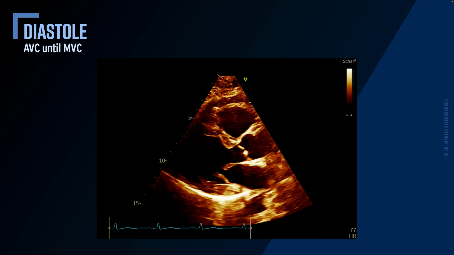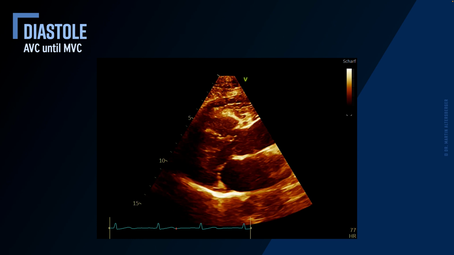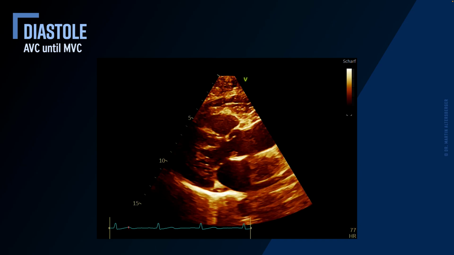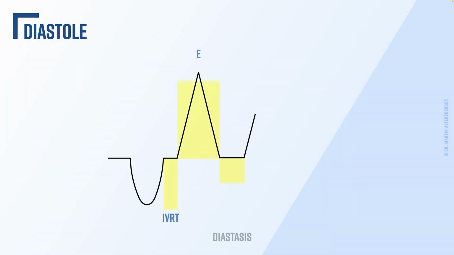You see the aortic valve is opening during systole. When it's closing, the mitral valve opens, and when the mitral valve closes, systole begins again. And for that, we have in echocardiography several time intervals we have to understand and we can measure in evaluating diastolic dysfunction. We have the IVRT starting before the E wave, then we have diastasis, then the A wave, and then the IVCT, the isovolumic contraction time, then systole.